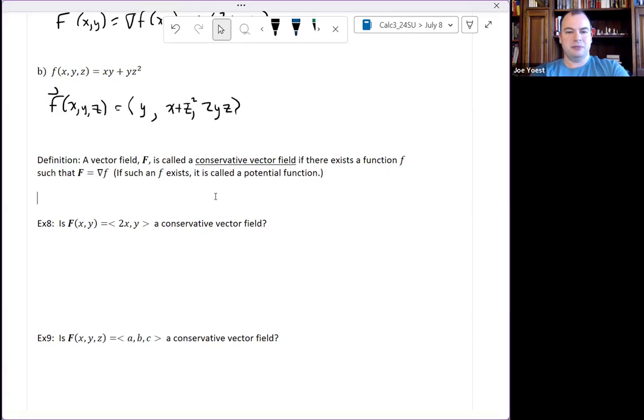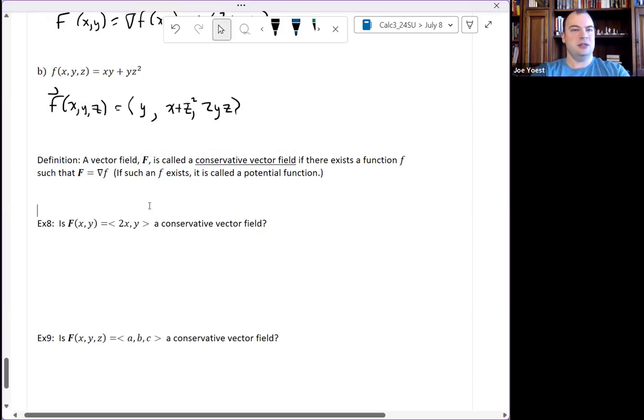If big F, if this vector field turns out to not be the gradient of any function little f, if there's no such little f that satisfies that, well, not a big deal. It's just not a conservative vector field. It's still a vector field. We can still do stuff with it, but it's just not a conservative vector field.